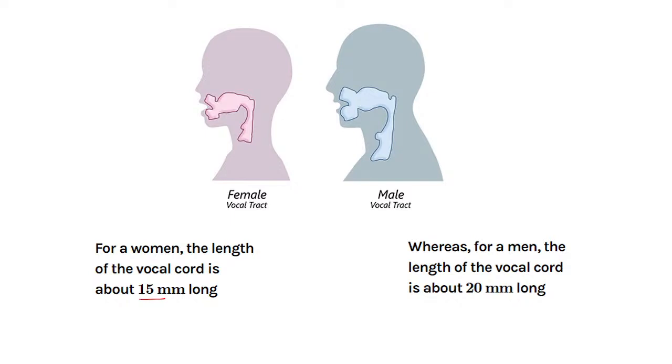Whereas in men, during the adolescent period, the vocal cords start increasing in length, and it increases up to 20 millimeter. And therefore the length is different in male and female, therefore the voice is also different in male and female. Now you know the reason why males have a different voice than the female. It is all because of the length of the vocal cord.